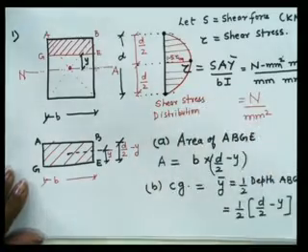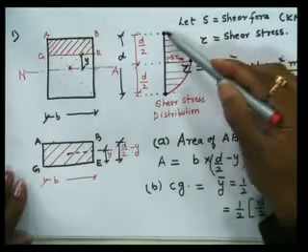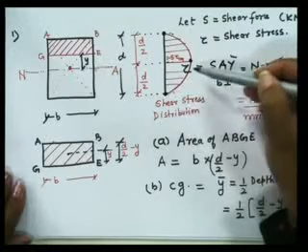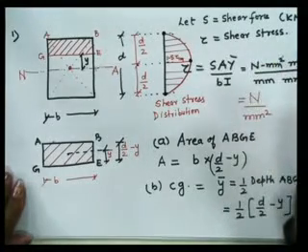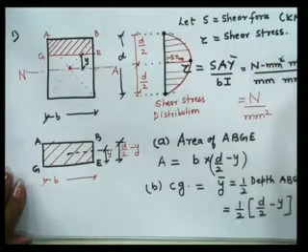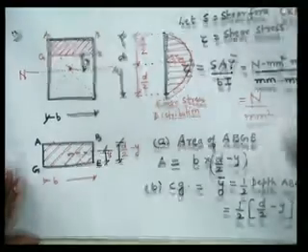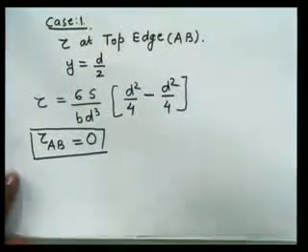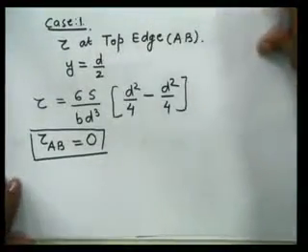Okay, where the shear stress value is 0 at top and bottom, and maximum at the neutral axis. Now, based on this, we are going to do one numerical. We are going to solve a numerical for a rectangular section, because in the next session we are going to take I section and T section. So we'll take one problem based on this.